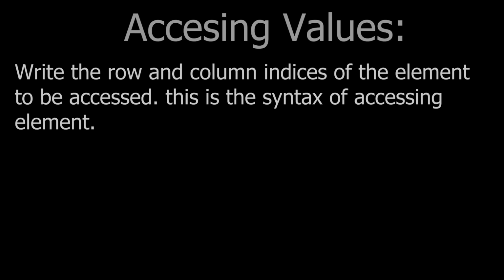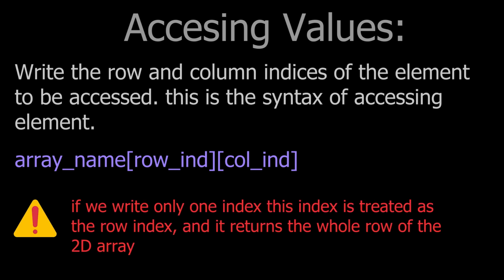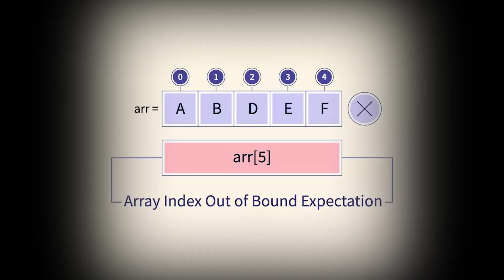Accessing values. We can directly access values or elements of a 2D array. Just write the row and the column indices of the element to be accessed. This is the syntax of accessing an element. Remember, if we write only one index, this index is treated as the row index and it returns the whole row of the 2D array. If the index exceeds the size, it returns an out of bounds error.